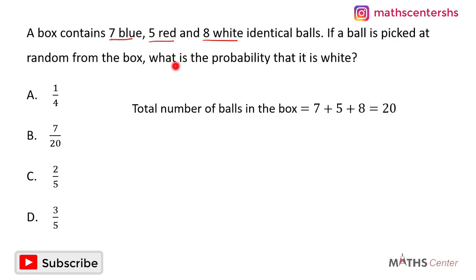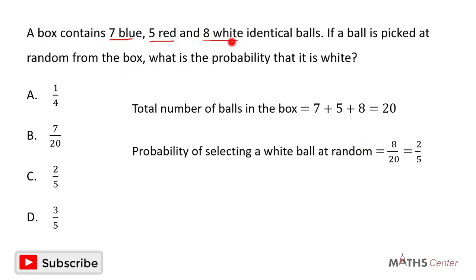The probability that a ball selected at random from the box is white is equal to the number of white balls, which is 8, divided by the total number of balls in the box, which is 20. 8 divided by 20 will give us 2 divided by 5. So the probability of selecting a white ball at random from the box is 2 divided by 5. When we look through the options, we can see that the correct option is C.